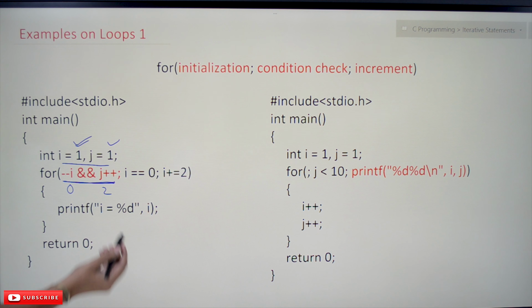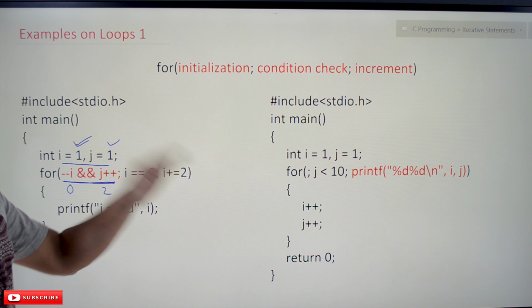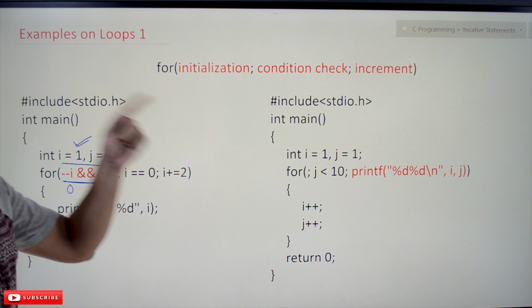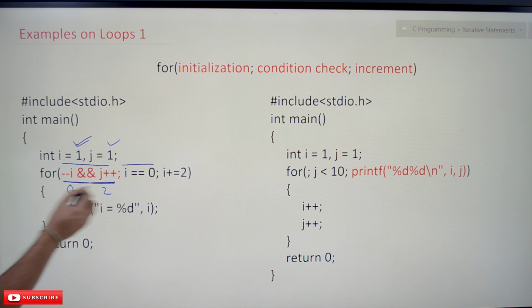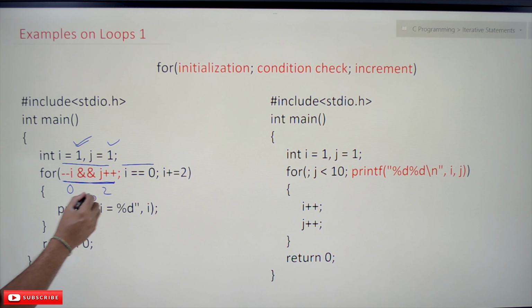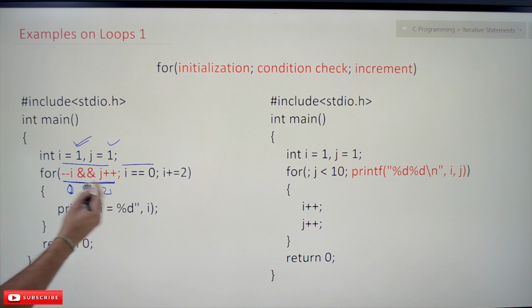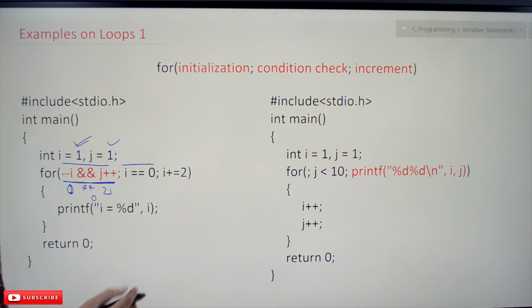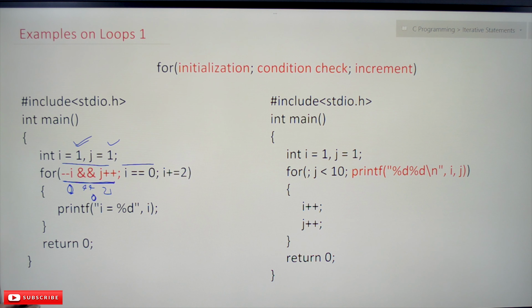Whatever the outcome of this expression, it may be true or false, the things will get executed because the condition check only happens here. So what is the outcome of this expression? It is going to be 0, because it is 0 logical and 2. Anything other than 0 is considered true. So this is false and this is true, so it is going to be false.